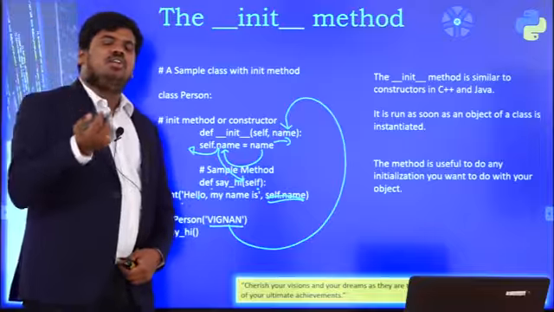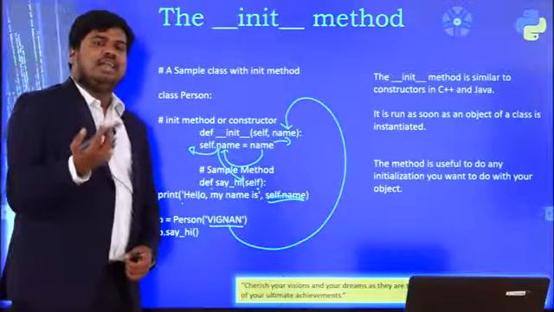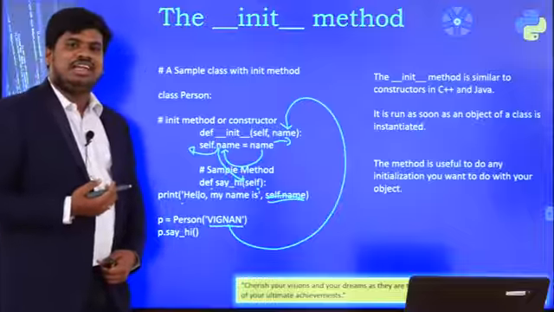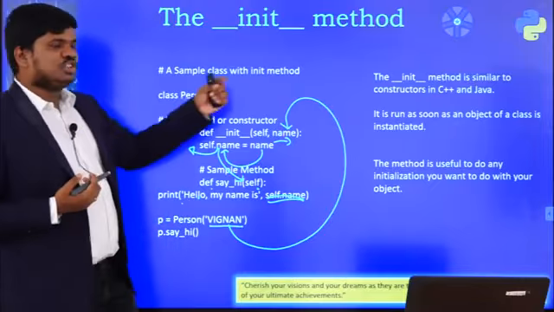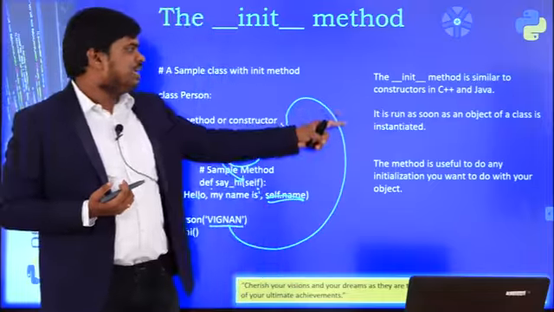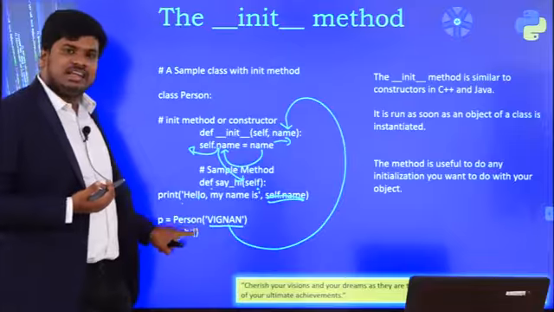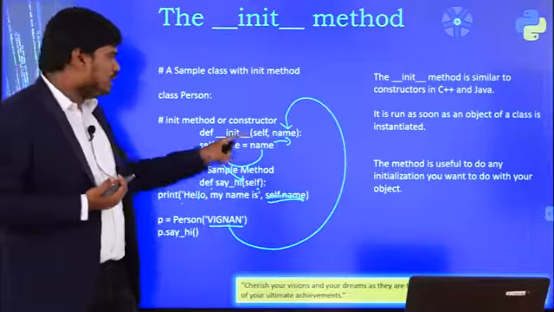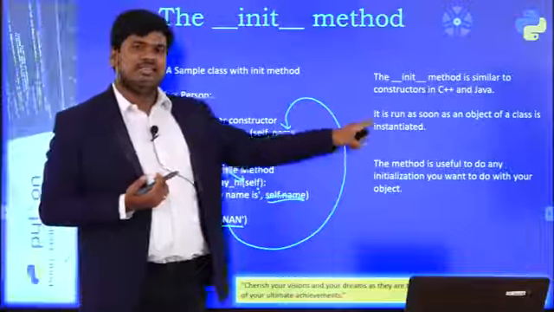If you want to directly access a method without any intervention or invoking, then I'll go with underscore init underscore. So this is all about the init method. Observe carefully, the init method is similar to a constructor in C++ and Java. It is run as soon as an object of a class is instantiated. That means whenever I create an object, the moment the memory is created, the constructor is automatically invoked. That is the meaning of this line.